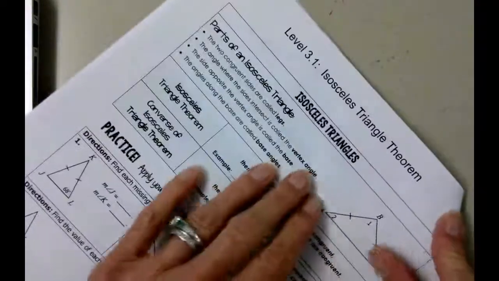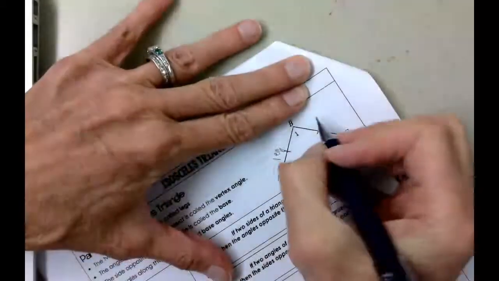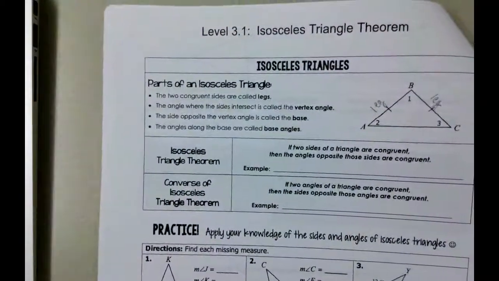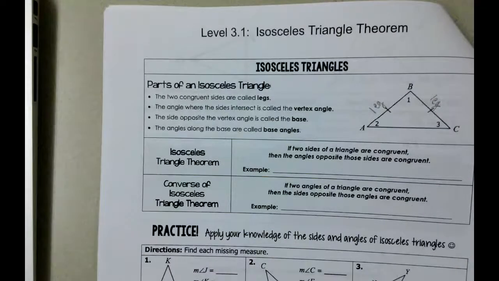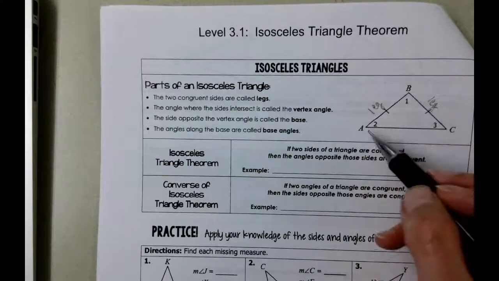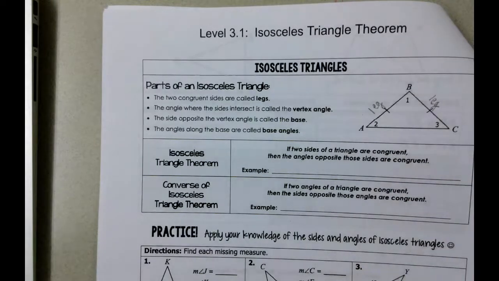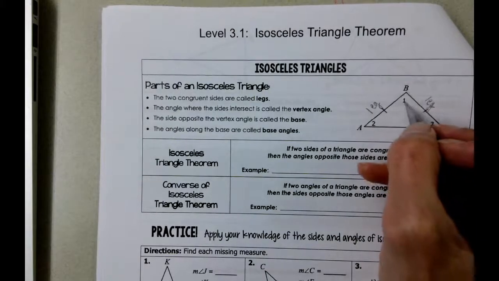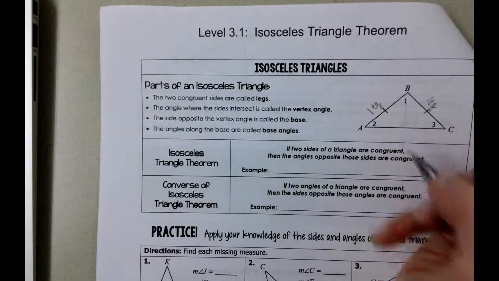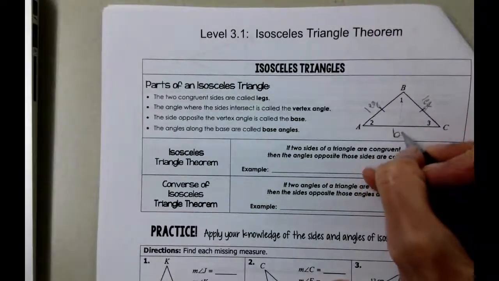So let's write that down. This is a leg, and this is a leg. The angle where the sides intersect is called the vertex angle. So when we look here, angle B, because this leg and this leg intersect at angle B, is the vertex angle. The side opposite, so I sometimes draw an arrow like this, I know I wrote it very light, I don't want to jumble up the picture, is called the base.